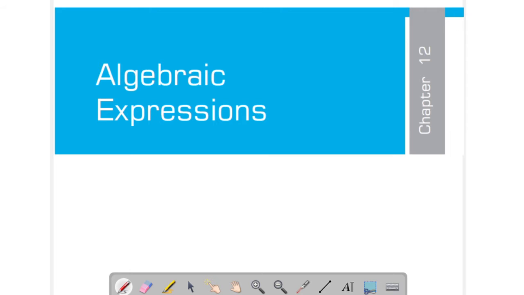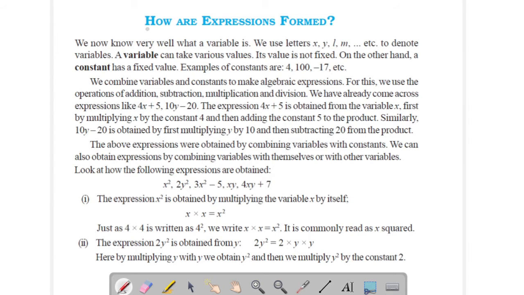Good morning, students. Today we will start chapter 12, Algebraic Expressions. Next is how are expressions formed?